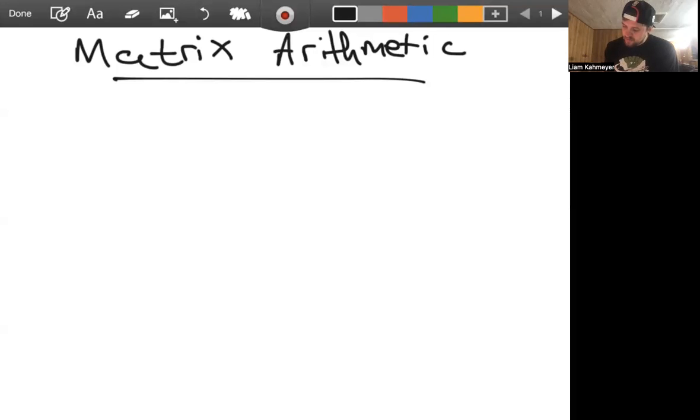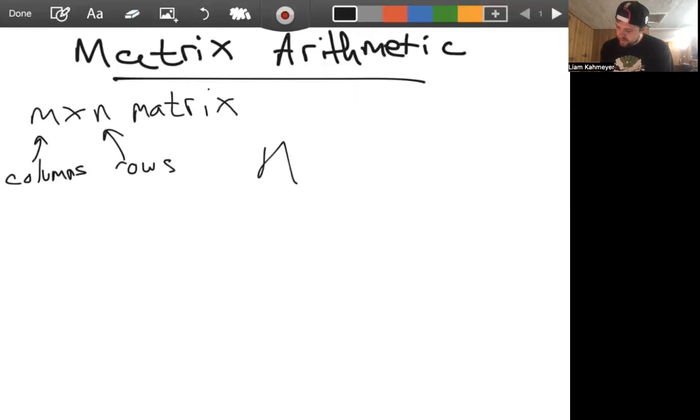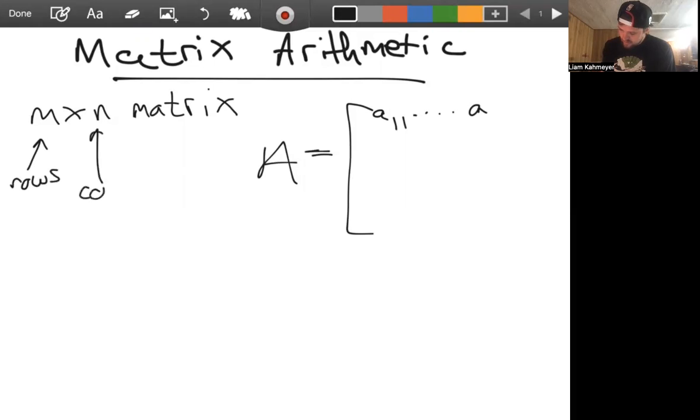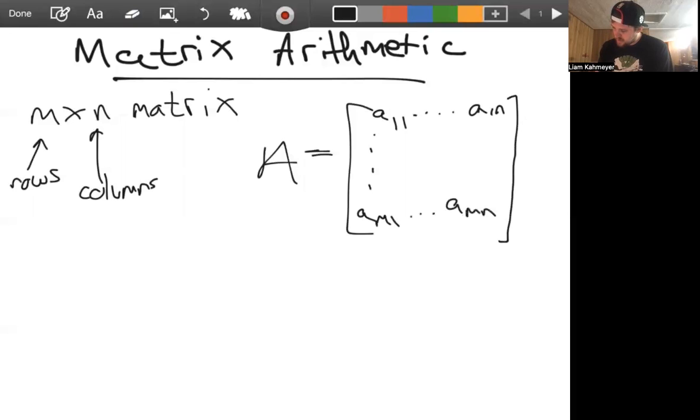So just to catch us up, let's remember that when we say we have an m by n matrix, what we're looking at is an array of numbers where there are m rows and n columns. So we've been calling these A, and then we'll have A11 in the first entry. We have A11 through A1n, because there are n columns, and then there are m rows, so Am1 through Amn. Sorry for that, it's always rows by columns, right?